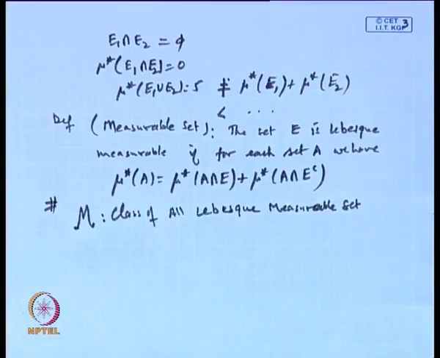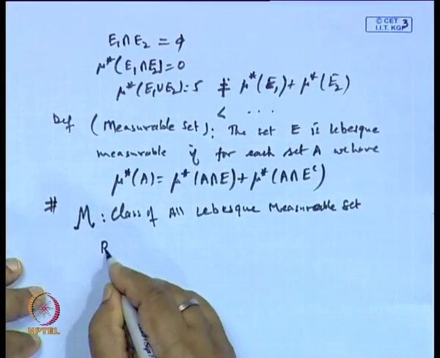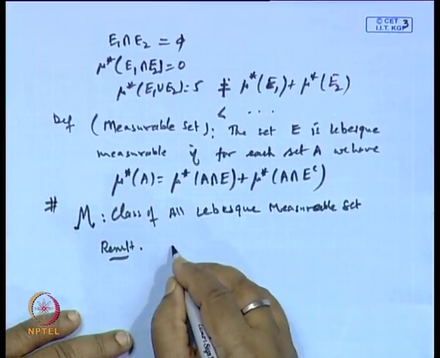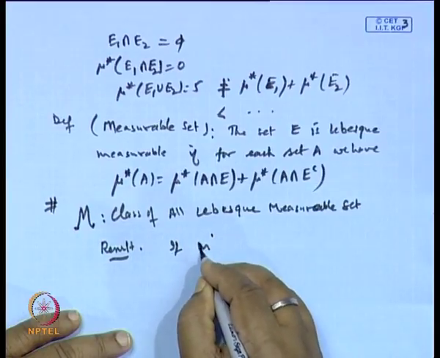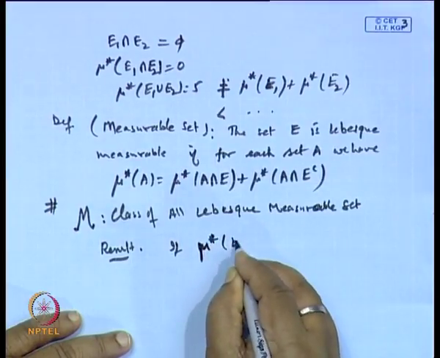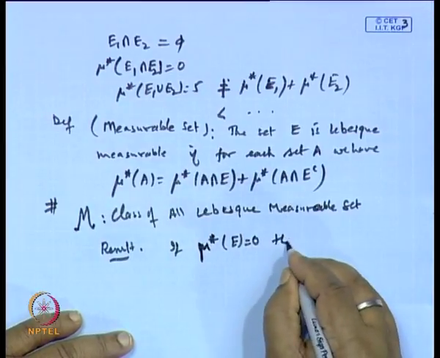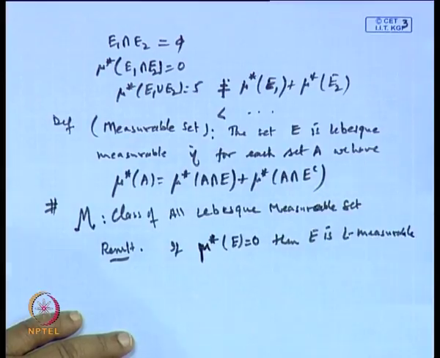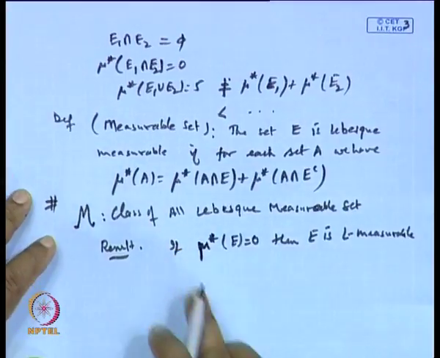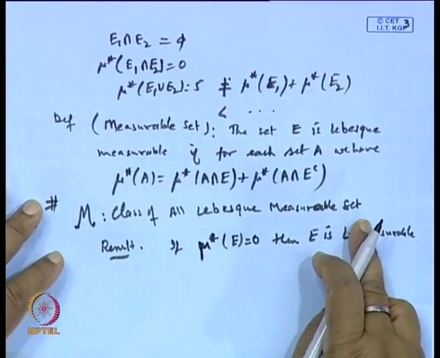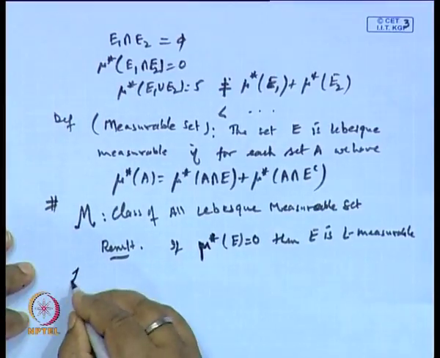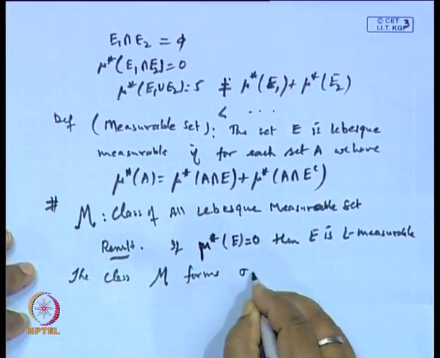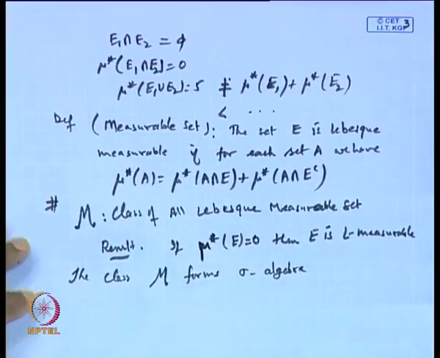the class of all Lebesgue measurable sets, and it is very easy to show that if a set E has outer measure 0, then this set E is Lebesgue measurable, and this class of Lebesgue measurable sets forms a sigma algebra. The class M forms a sigma algebra. What is the meaning of sigma algebra?